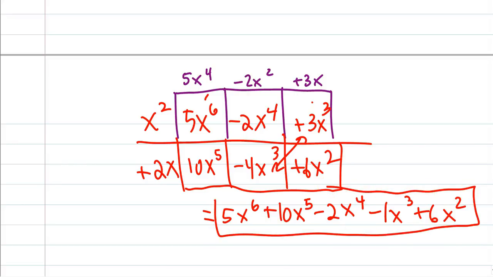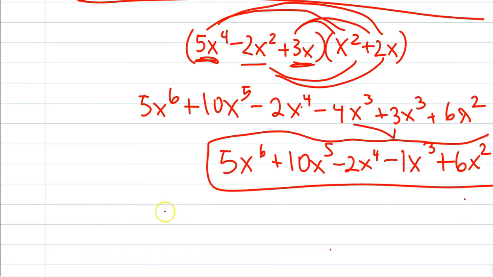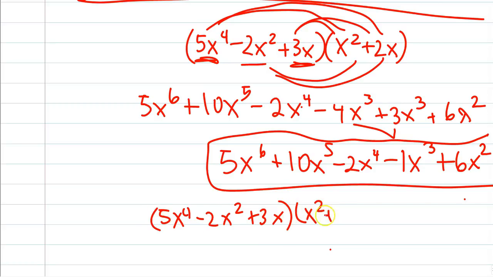If you like the area model, if that's a nice way of organizing it, please do that. I've seen people get through intermediate algebra very successfully with just that skill alone. So I encourage that. Let me also say real quick, I know I had somebody that wanted to take this 5x to the 4th minus 2x squared plus 3x times x squared plus 2x, and they wanted to distribute it all backwards.